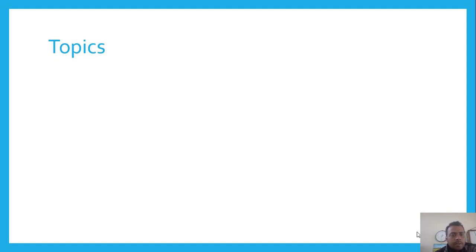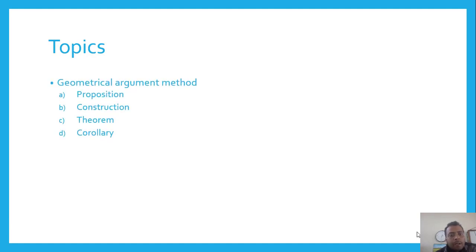Today's topics are geometrical argument method and symbols that are used in geometry. These topics are not directly connected to parallel straight lines. Actually, these are connected to all the topics we will be discussing in future classes of geometry. So, we are starting with geometrical argument method.